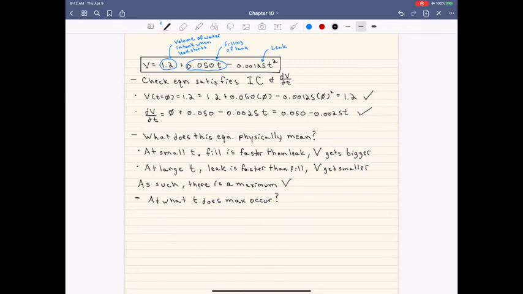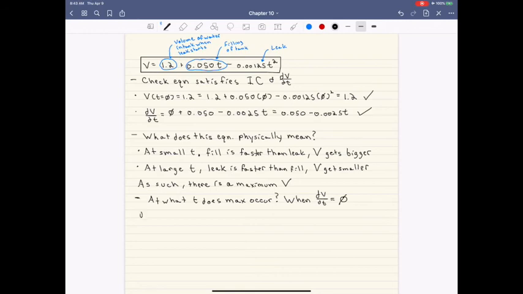To figure out when the volume reaches its maximum, what you need to do is actually just think back to your Calculus 2 class. Anytime you deal with derivatives and you want to find the maximum, what you just need to do is set your derivative equal to 0. And so if we want to find when our maximum occurs, we just need to set dV/dt equal to 0 and then find out what time that corresponds to. So let's go through that.